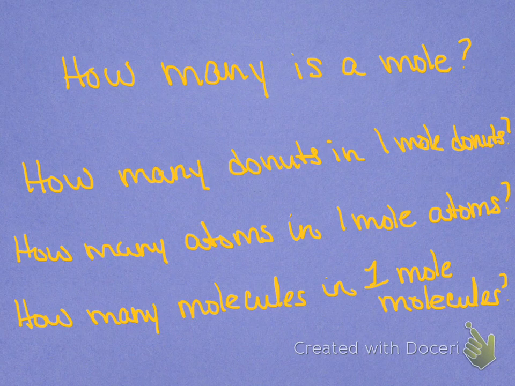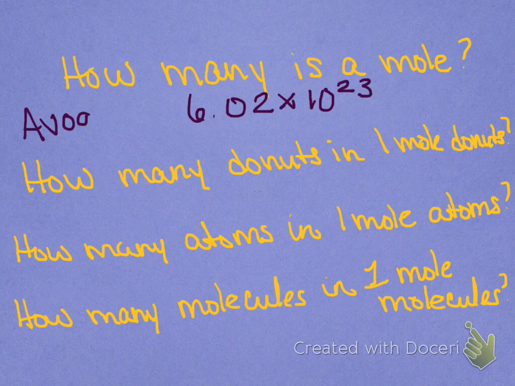Now we get into how this applies to us. How many is a mole? I want you to get this in your head so that a mole is no different than a dozen. If somebody asks you how many something in a mole, you're going to spit out this number. This number is 6.02 times 10 to the 23rd. It's called Avogadro's number.